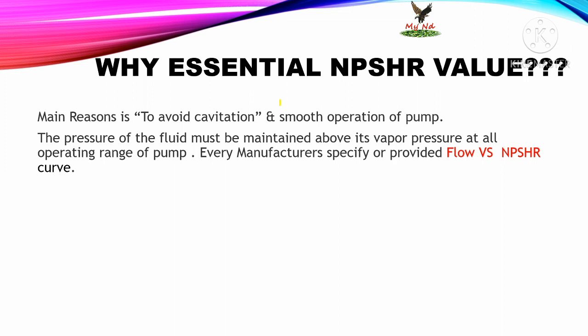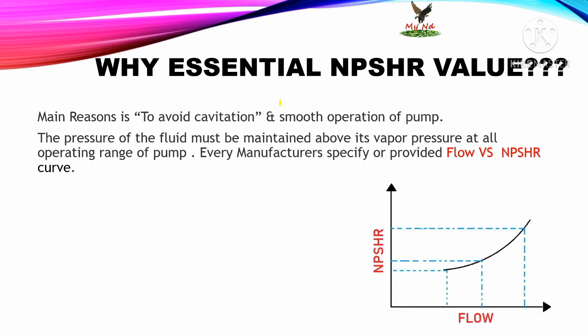For cavitation not to start, the fluid pressure in the pump must be maintained above the vapor pressure, and below vapor pressure cavitation starts. Every manufacturer specifies or provides a flow versus NPSH-R curve. This is the flow versus NPSH-R curve. The pump NPSH-R value changes with respect to flow. If your flow changes, the NPSH-R value also changes.